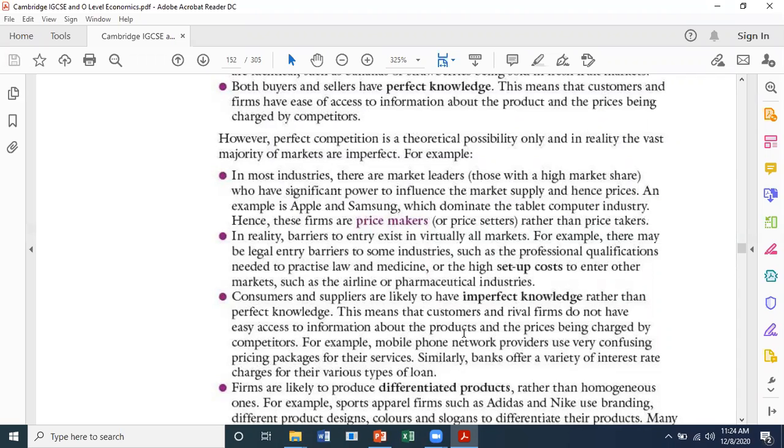This means that customers and rival firms do not have easy access to information about the products and the prices being charged by competitors. For example, mobile phone network providers use very confusing pricing packages for their services. Similarly, banks offer a variety of interest rate charges for their various types of loans.